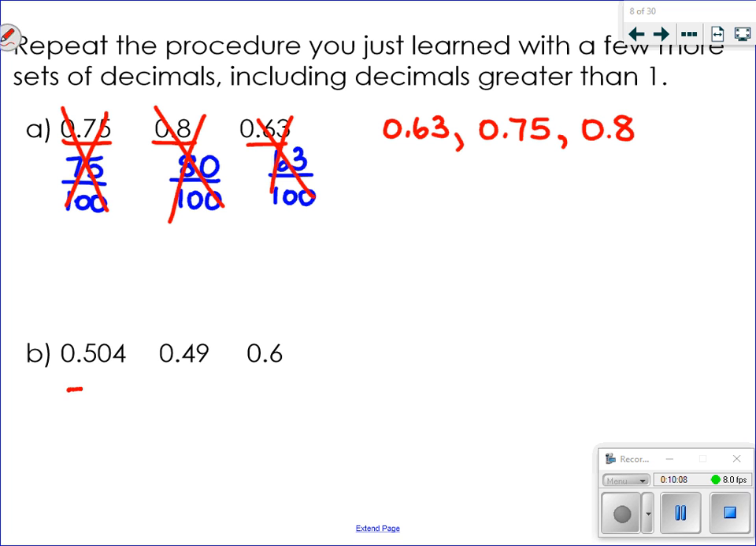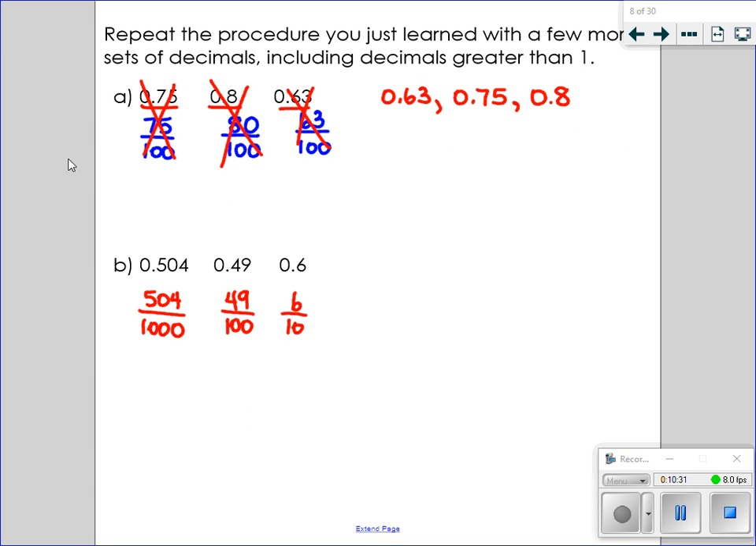0.504 would be 504, ending in the third position after the decimal, that's the thousandths. 0.49, that's 49, ending in the second position after the decimal, hundredths. And 0.6, ending in the first position after the decimal, that's 6 tenths. Oh, I've got all different denominators. I'm going to have to make them all the same before I can compare them. Well, I'm going to make them all thousandths. So this one already is.